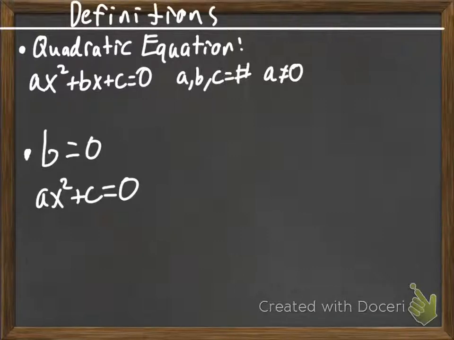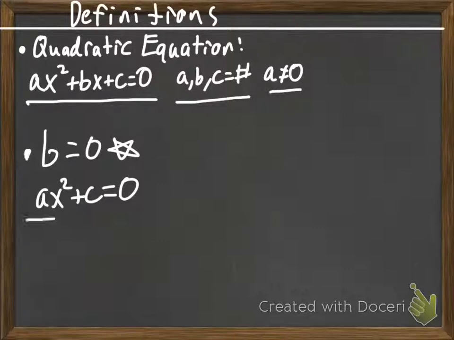So, quadratic equation, we're going to have two formulas that we're going to work with. We're going to have this ax squared plus bx plus c equals 0, where a, b, and c are all numbers, and a cannot equal 0. And then we have this case right here where b equals 0. So b can equal 0, c can equal 0, a cannot.